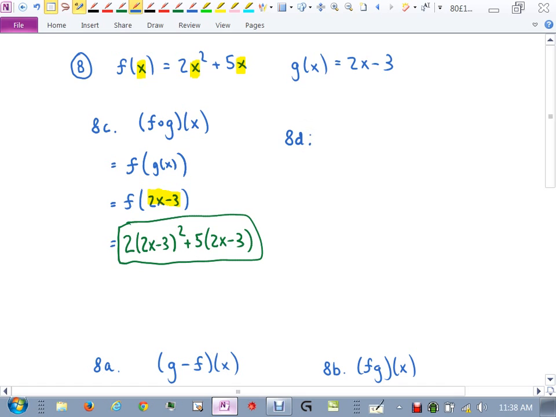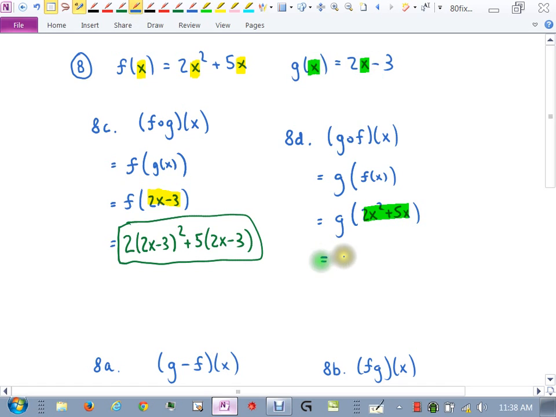8d is the other way around. I want g of f of x. That means you take the g function, inside of it you plug in the f function. So replacing f with what it is, 2x squared plus 5x, that 2x squared plus 5x gets replaced into the g function wherever I see an x. So the g function is just 2 times whatever I give it, which is 2x squared plus 5x, and then minus 3. And then just distribute that through and you're done.